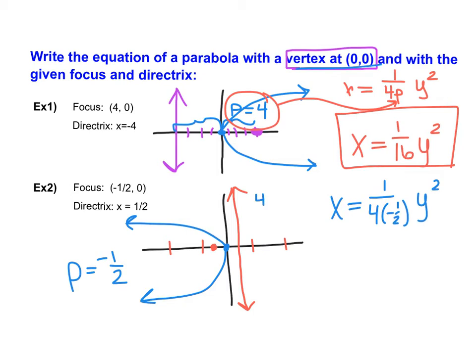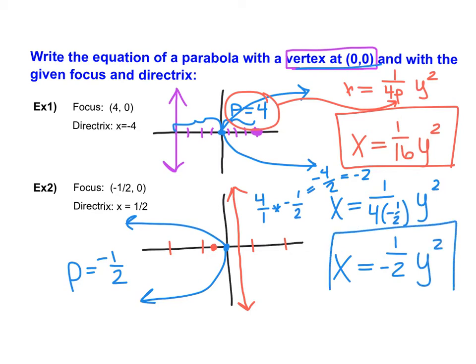Well, this is really 4 over 1 times a -1/2. So that becomes 4 times 1, which is 4, 1 times 2, which is 2, and then it's a positive times a negative, so it's a negative, and that simplifies to -2. So if I rewrite this equation, I get x equals 1 over -2 times y squared is my equation for that horizontal parabola.